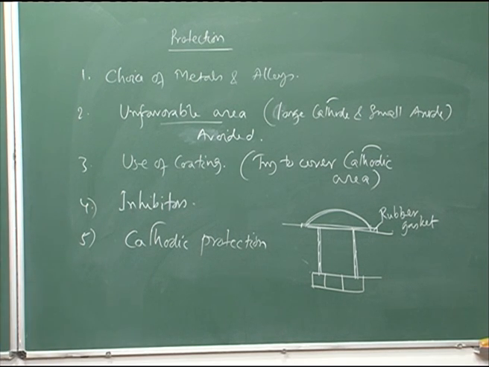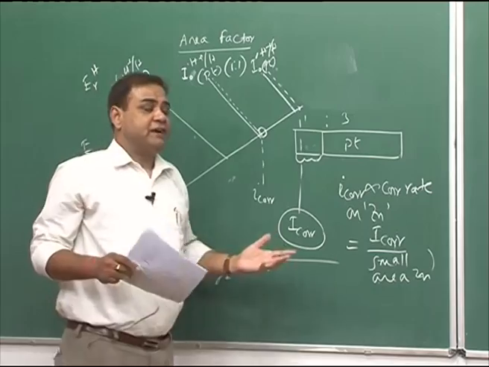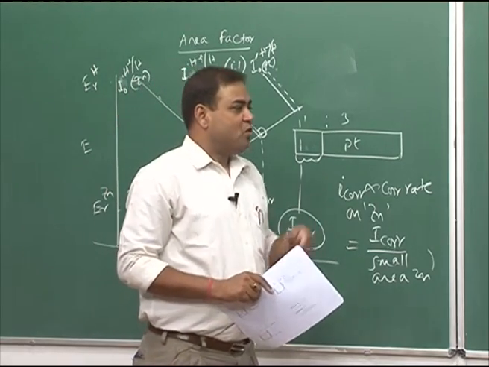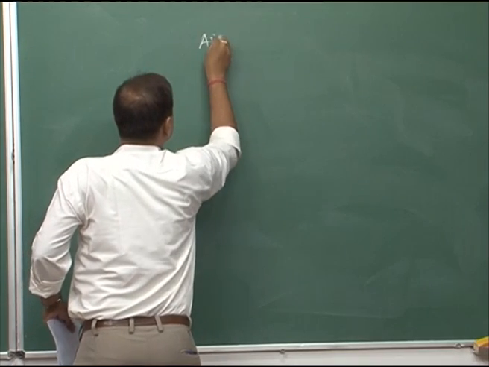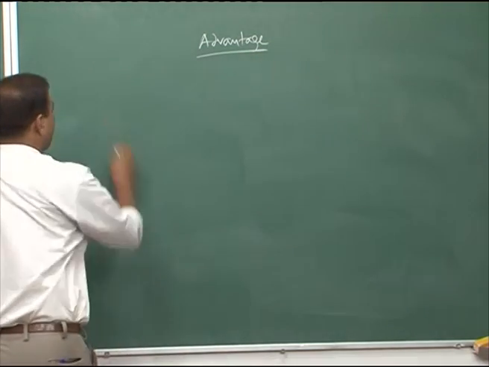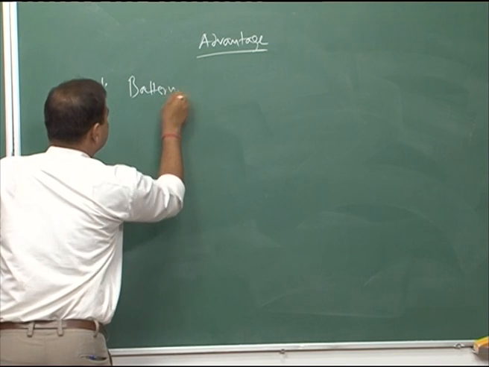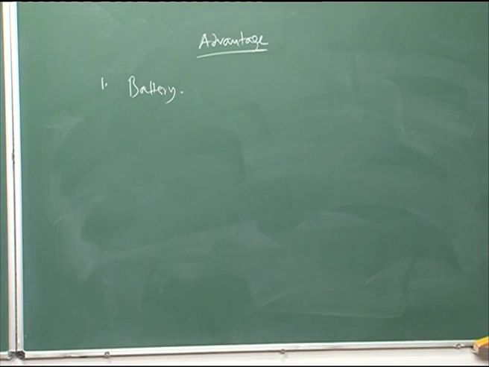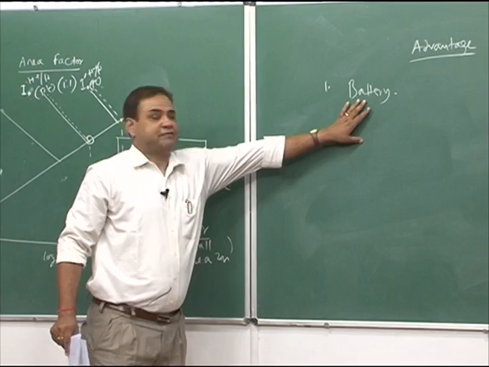Now, we have been discussing the problems with galvanic corrosion. But galvanic corrosion may be advantageous. Let us see what the advantages are. One major advantage is, if we do not have galvanic corrosion, then we cannot make a dry cell battery. Since we have this galvanic effect, we have the benefit of the battery.